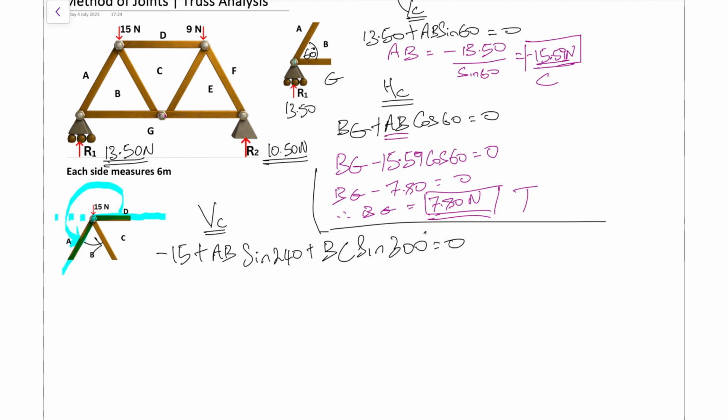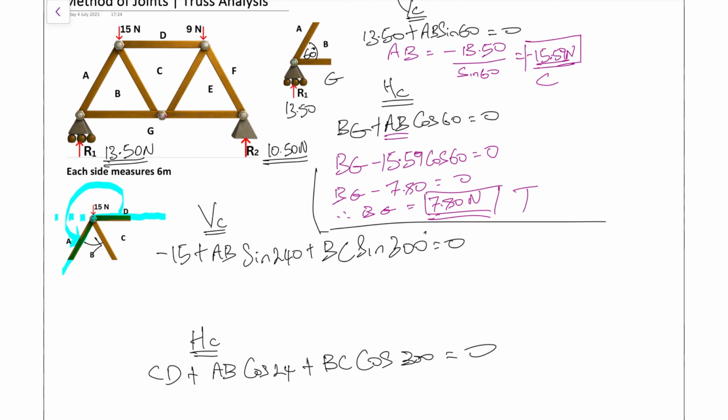Then we set up the equation for the horizontal components. You don't have to do this because you'll have only one unknown value in the vertical components most of the time, but I like to show it just so that you appreciate the process. So for the horizontal force components, we'll have CD plus AB cos 240, same thing as up top, and then plus BC cos 300, that equals 0.